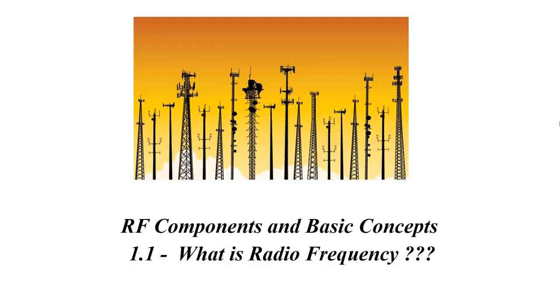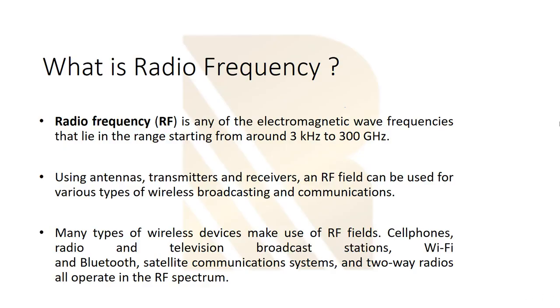In this part, we are going to talk about radio frequency. Radio frequency, or RF, is any of the electromagnetic wave frequencies that lie in the range starting from around 3 kHz to 300 GHz. As you see, it starts from intermediate frequency and ends in really high frequency.